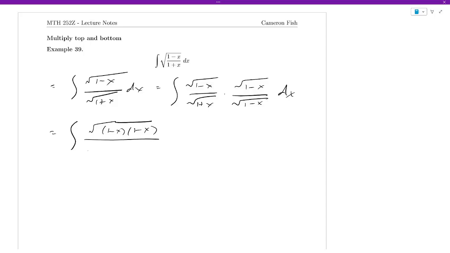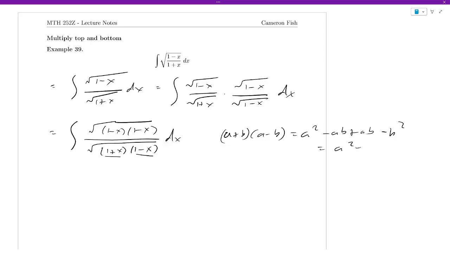And on the bottom, same idea, square root of the first part times square root of the second part. The main reason we're even considering this is because we have 1 plus x times 1 minus x. You might remember an algebra rule that if you have a plus b times a minus b, you can check the foiling: a squared, minus ab plus ab, minus b squared. Oh, and we get a squared minus b squared.